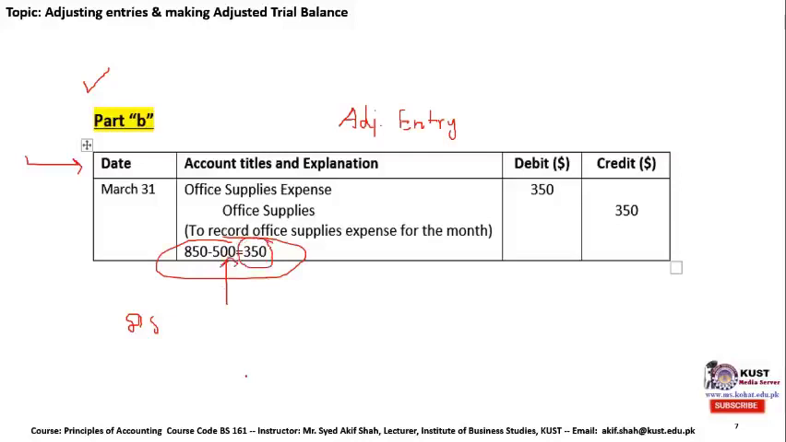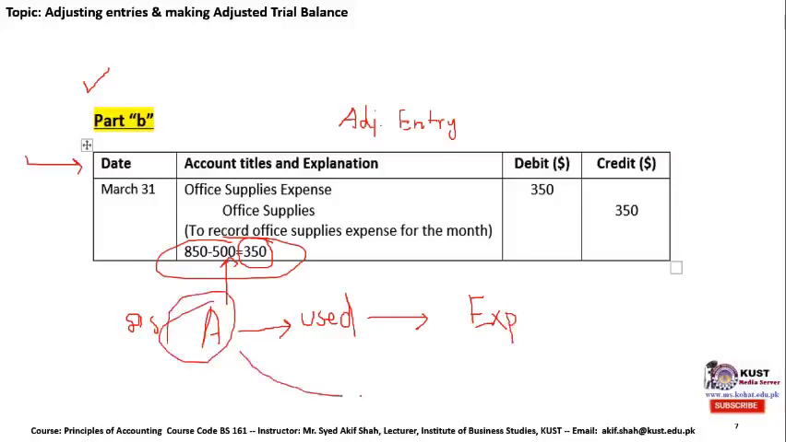Let me give you a solid explanation: when an asset has been used, it has been transformed into the expense portion. So when an asset has been used by the company, it needs to be transformed into the expense portion of the company. Until and unless a particular asset has been used, that will remain an asset of the company, but after the utilization or consumption, it has been transformed into the expense of the company.